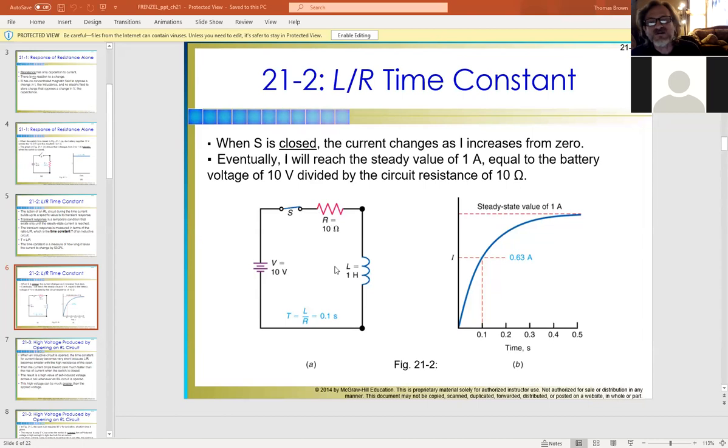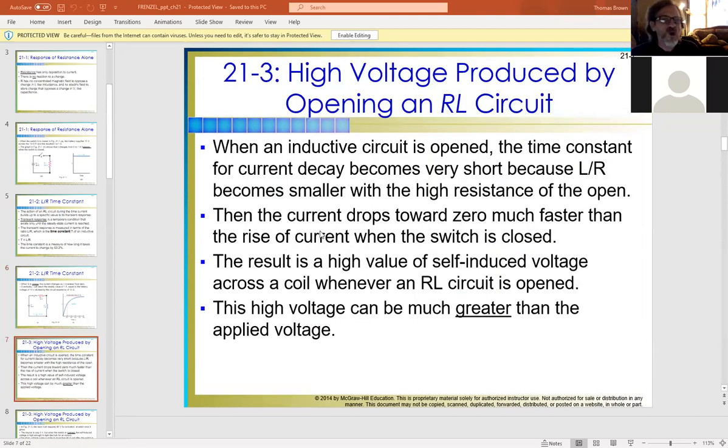Close the switch, we get current flow. If we wait half a second, we'll reach full steady state where it comes up to the full 1 amp of the circuit, right? And then if we were to open the switch, what would happen? That's basically what we're examining here. So what he means by the current decay.